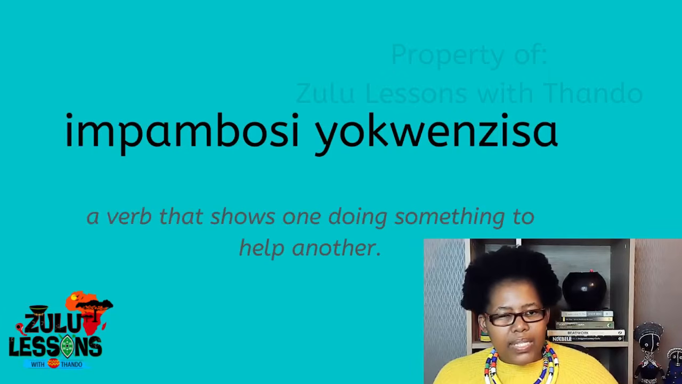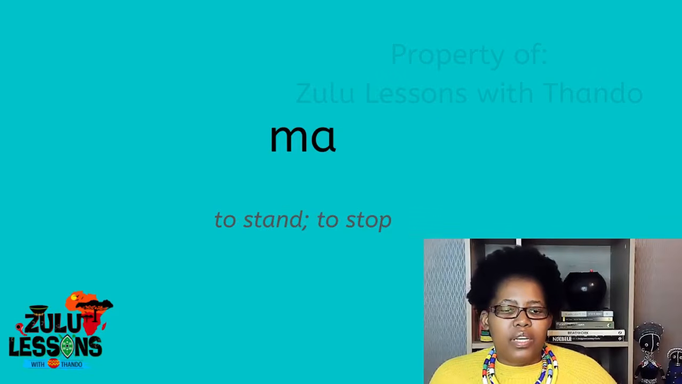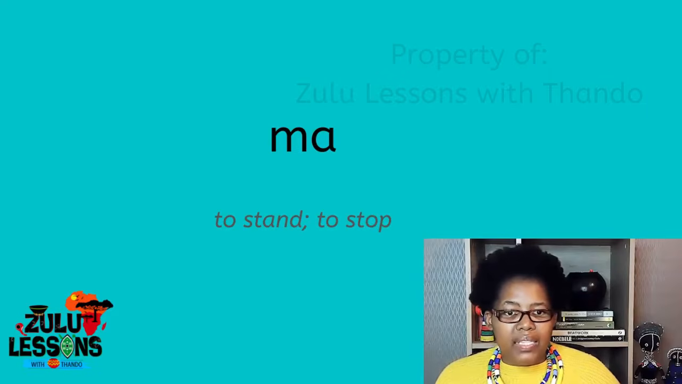Now let's have a look at a different verb. We'll take a very small, short verb in isiZulu. It's only one syllable. It's ma, which really means to stand, to stop. Those are the main two uses of that verb. If you're looking for the other definitions, go ahead and consult your dictionary.